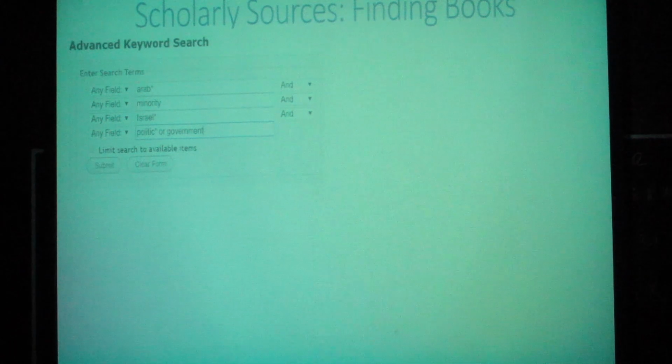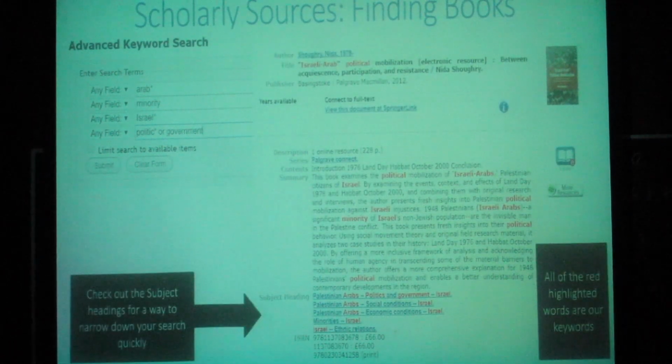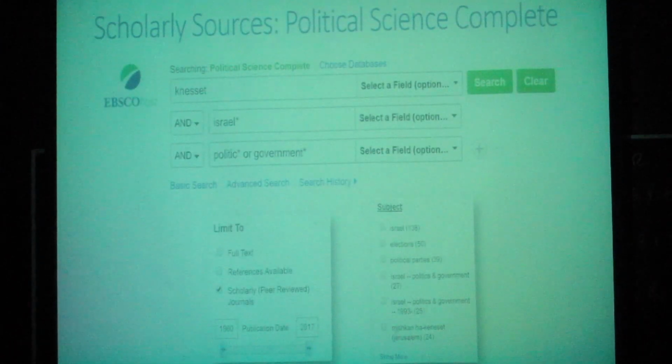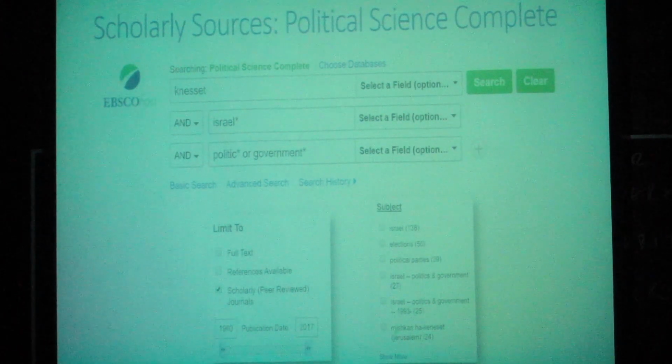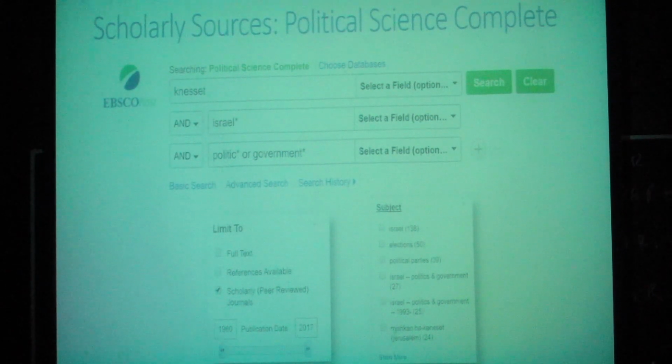So more scholarly sources, we've gone through books. Now I wanted to talk about journal article searching. So in your help guide, I've listed several different journal article databases. I'm going to start with Political Science Complete because it's the political science database and it's full of political science journals. Why use this instead of the discovery search? You're going to be able to focus in here much faster and get to what you want.